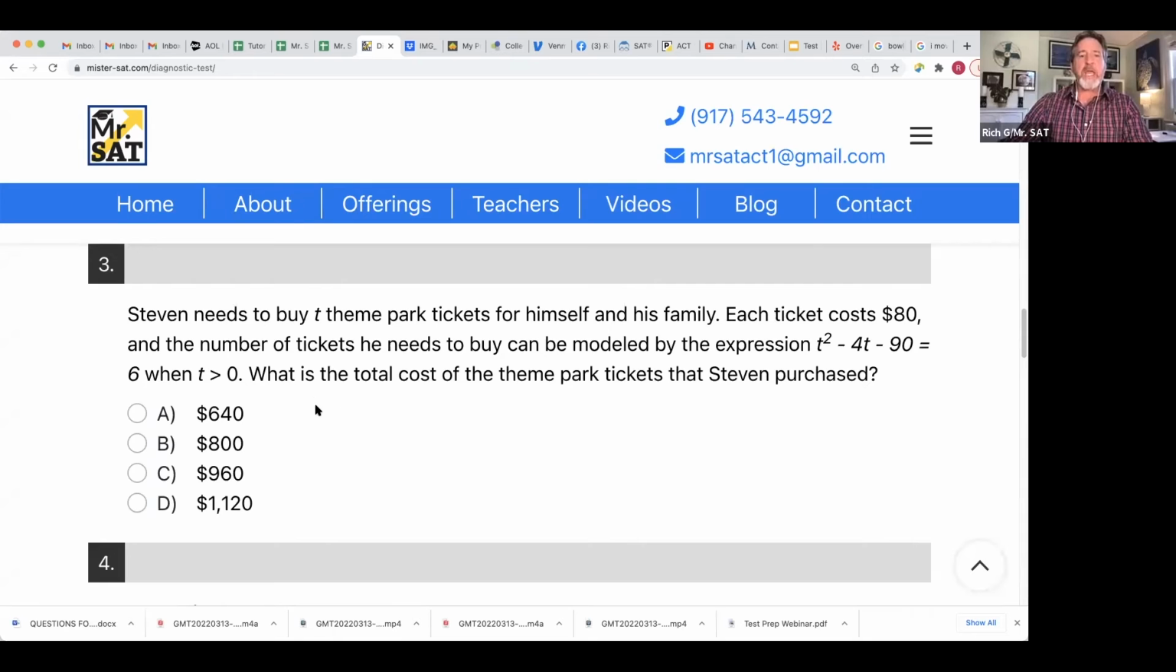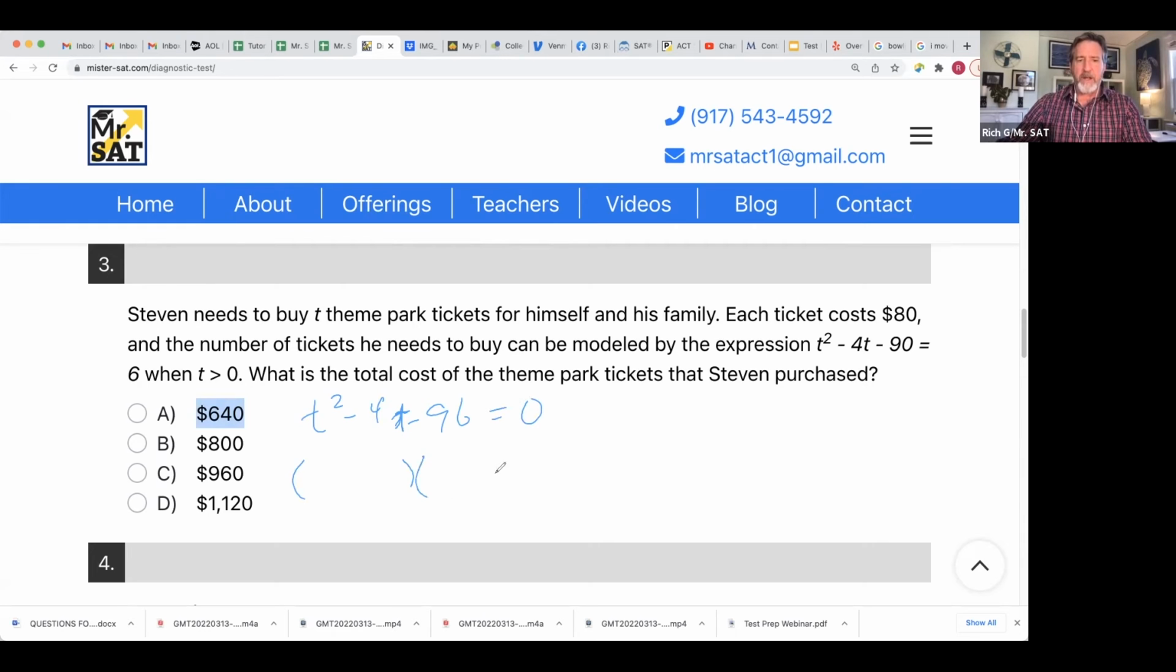Okay, so where we left off was t squared minus 96, if you recall, and that equaled 0, because all we did was move the 6 to the left side. Now I've got to use reverse FOIL.